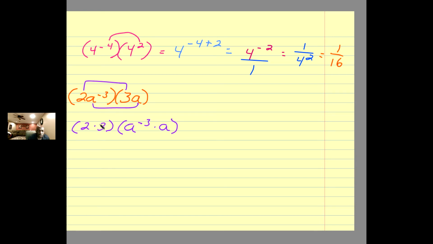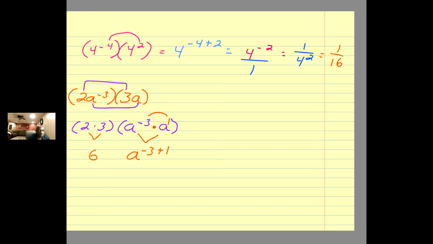So that helps you to isolate the coefficients from your variables. All right, so let's deal with these coefficients first. That will be 6. And then here, what I want to do is show my work a little bit and go negative 3 is my exponent plus what? 1. Why? Because there's a 1 right here. Remember, we are adding my exponents. These exponents, got to add those. When multiplying, add the exponents.